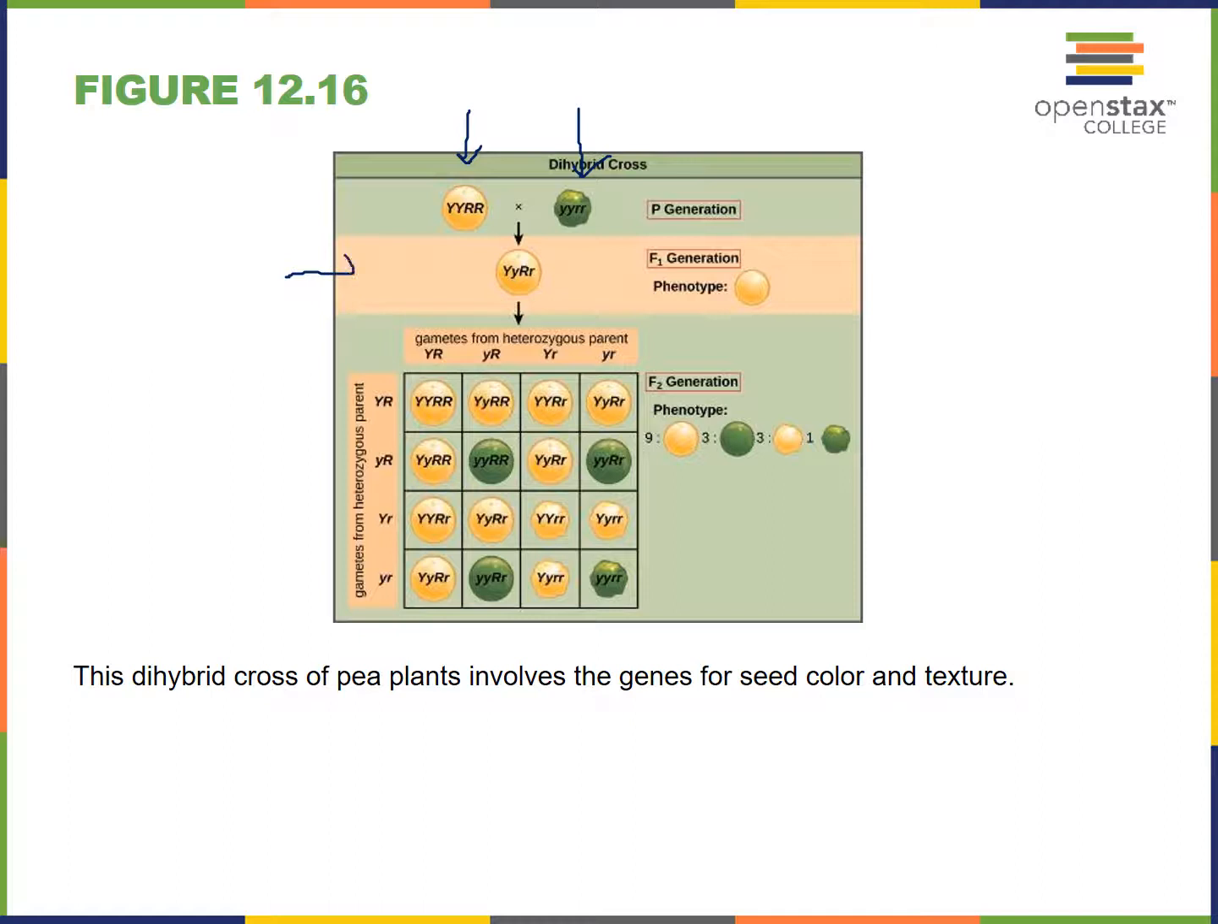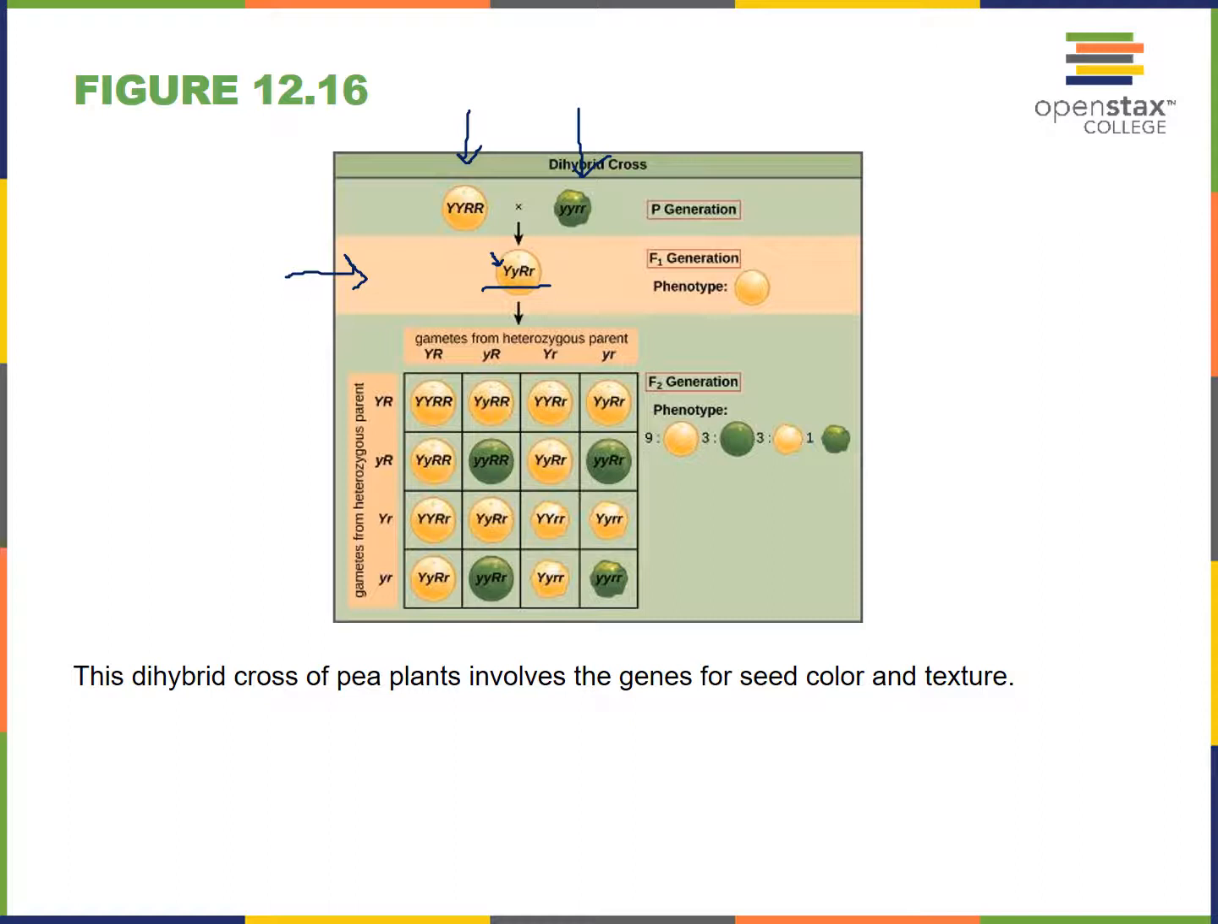His F1 generation, all created yellow and round seeds, but he now had a dihybrid. So the di means we're tracking 2 genes, and the hybrid part means heterozygote. It came from crossing true breeding plants, and the true breeding plants are homozygous for their traits. So this F1 generation is pretty much as predicted.